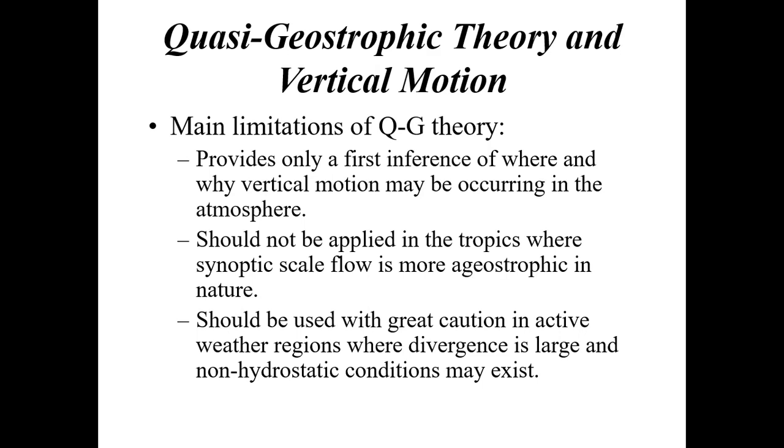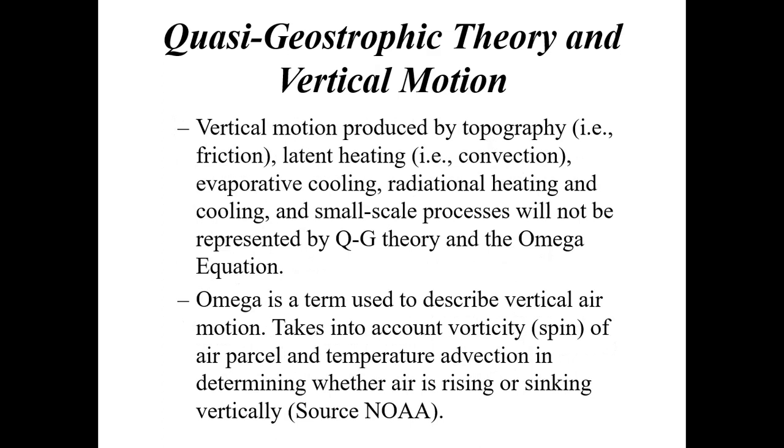Additionally, the third limitation is the quasi-geostrophic theory should be used with great caution in active weather regions where the divergence is large and non-hydrostatic conditions may exist. Another limitation here, vertical motion produced by topography.